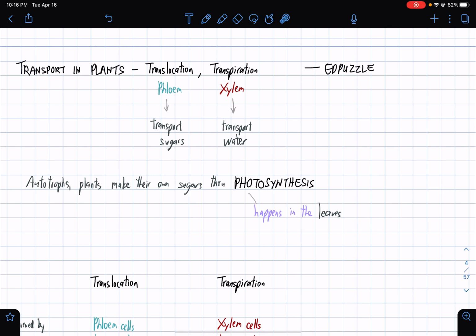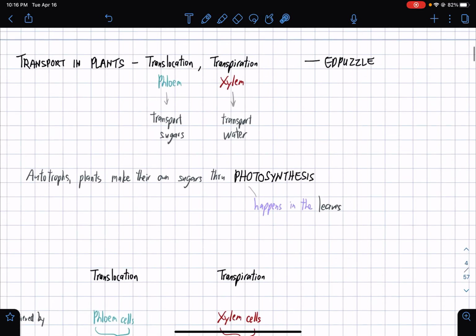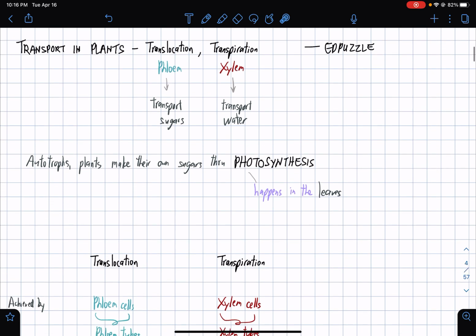So phloem opens the provision to the transport of sugars, and xylem does the same thing but for water. The process of the transport of water in plants is called transpiration. My reviewer is based on an Edpuzzle video. I'm not sure what specific video that is, but yeah.